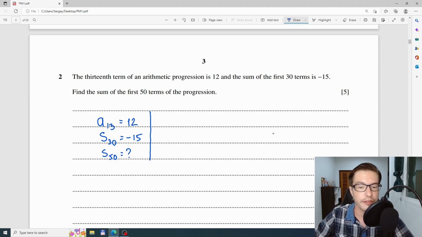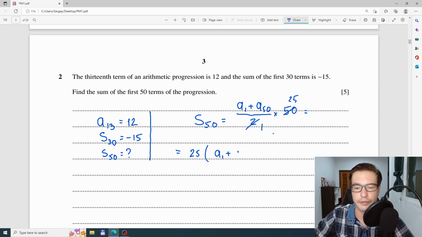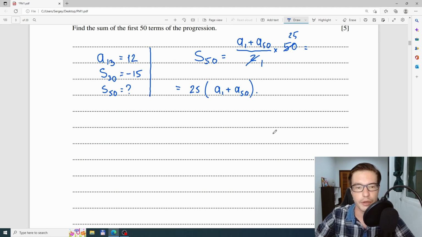Okay, let's start with the question. We're looking for the sum of the first 50 terms. And the formula for that is the first term plus the last term, which is A50, divided by 2, times the number of terms, which is 50. And then at this step, we can simplify the fraction, 1/25. So we've got 25 times, open bracket, A1 plus A50, and close the bracket.